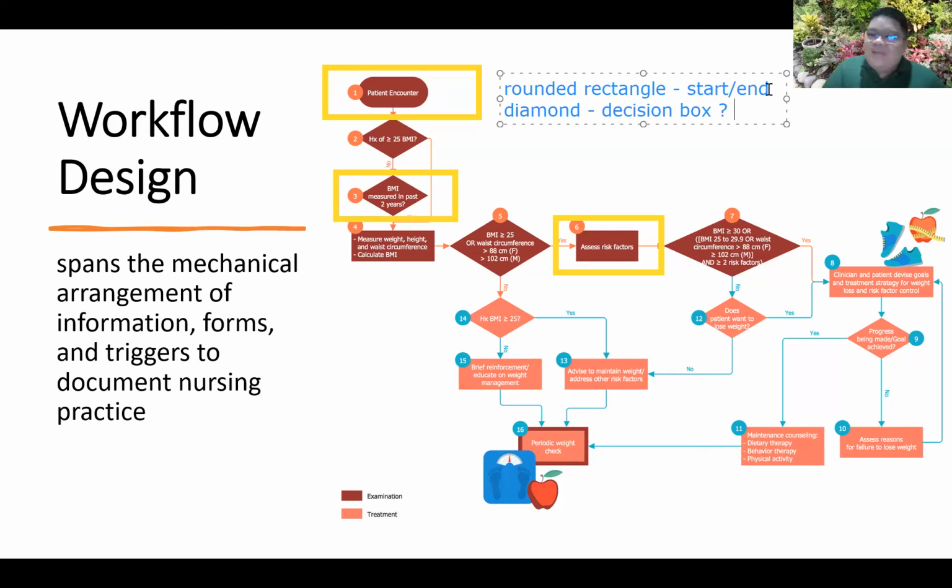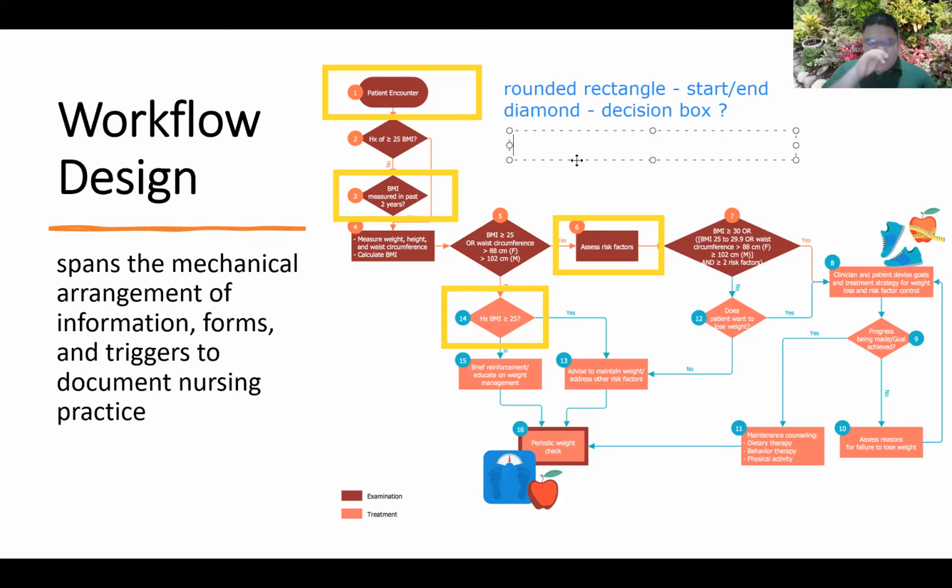Now, try to look at an example of a diamond. Okay? Class ito, diamond. History of BMI greater than 25. Pag yes, dito ka pupunta. Pag no, dito ka pupunta. Okay? So class, it's a decision point, no? It shows what you will be doing next. And then the other one, the rectangle, as I mentioned earlier in the process flow, your rectangle is actually part of the processes. Okay, your rectangle class is actually part of the processes.